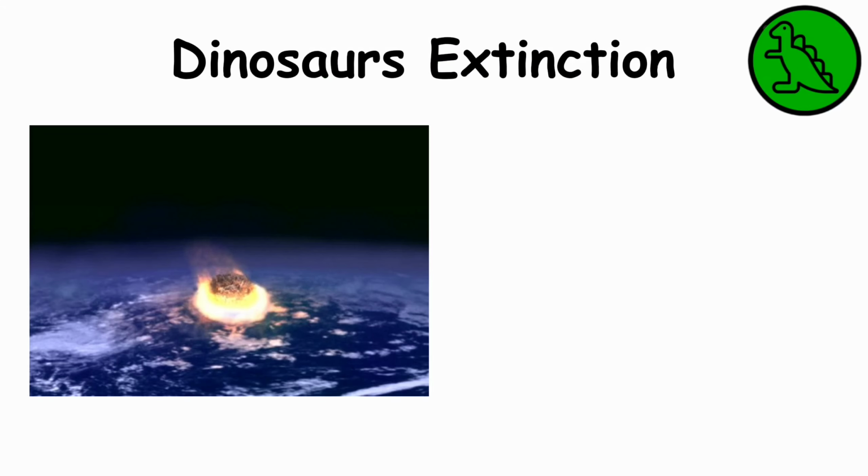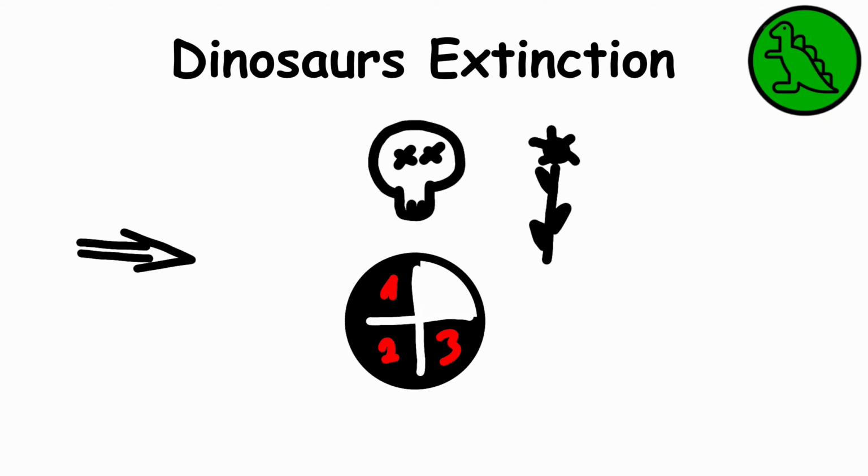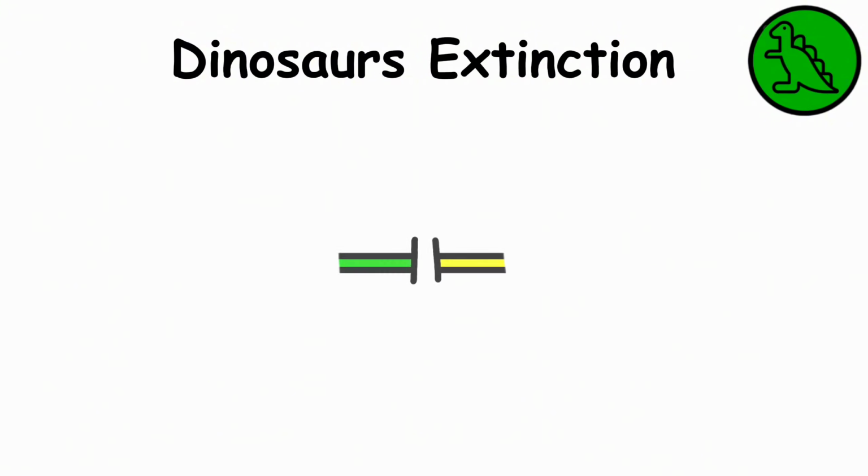Dinosaurs Extinction Event. The Cretaceous-Paleogene Extinction Event, also known as the Cretaceous-Tertiary Extinction, occurred approximately 66 million years ago. It led to the extinction of 3/4 of plant and animal species, including all non-avian dinosaurs and most tetrapods, over 25 kilograms. This marked the end of the Mesozoic era and initiated the Cenozoic era.